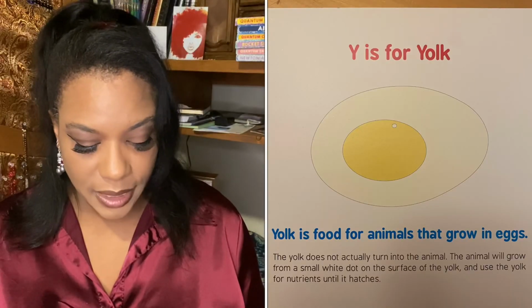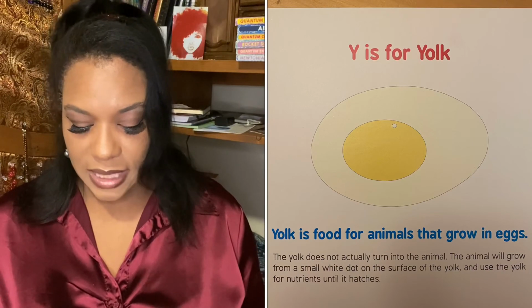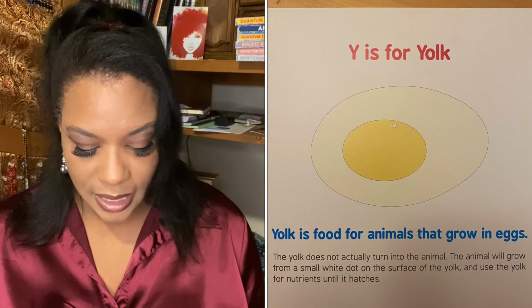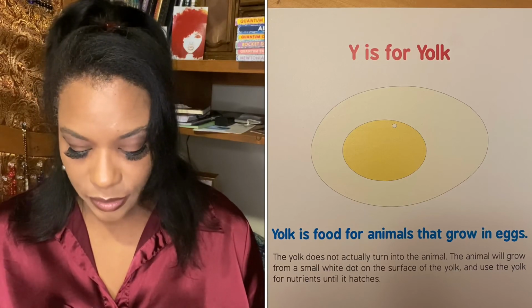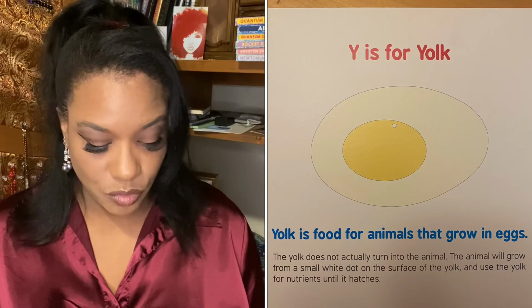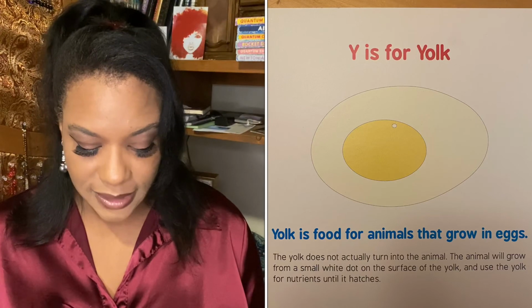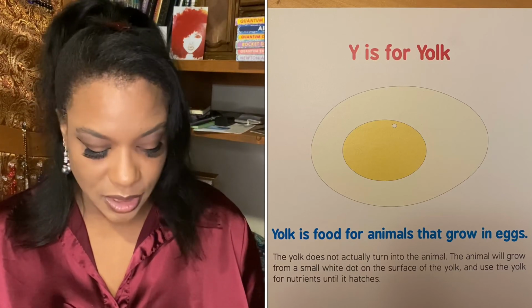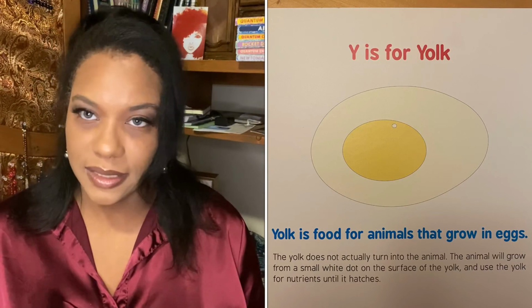Y is for yolk. Yolk is food for animals that grows in eggs. The yolk does not actually turn into the animal. The animal will grow from a small white dot on the surface of the yolk and use the yolk for nutrients until it hatches.